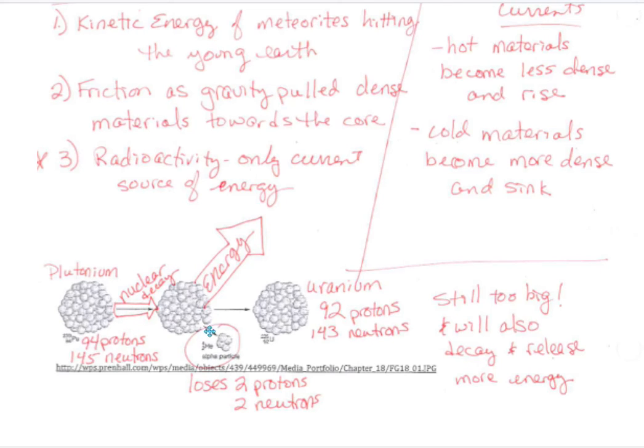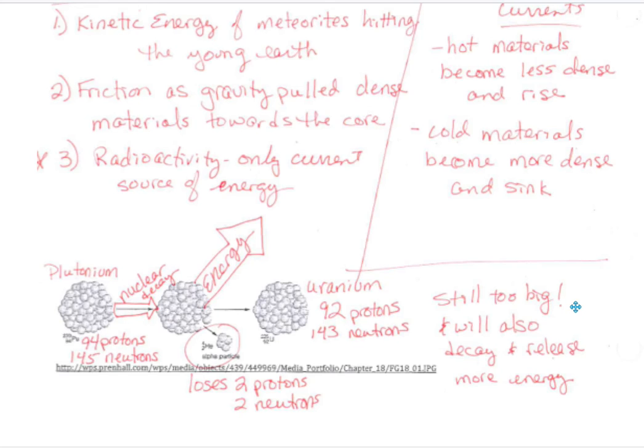It's going to kick out an alpha particle, which is 2 protons and 2 neutrons. When this alpha particle leaves, a tremendous amount of energy is released. That is the energy that is keeping the Earth hot. So after we've lost 2 protons and 2 neutrons, we have a huge atom still. This is uranium, 92 protons, 143 neutrons. Those protons still do not like being together. It is still too big, and it will also decay and release more energy.